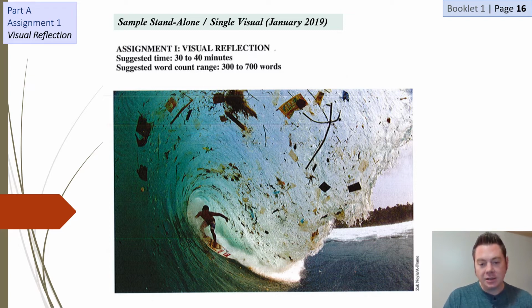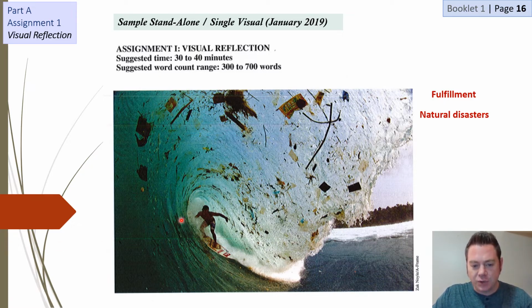So in looking at this, you might possibly be able to discuss fulfillment. What gives a person fulfillment in life, based on the fact that this gentleman here is surfing, right? That might be what gives a person like that fulfillment. You could discuss possibly natural disasters, not that we necessarily see a natural disaster here, but the fact that all this debris is present in the water might indicate that at some point something has happened that has drawn all of that stuff out to sea. Speaking of all the stuff there, you could look at pollution, littering, garbage, ruining the natural environment.